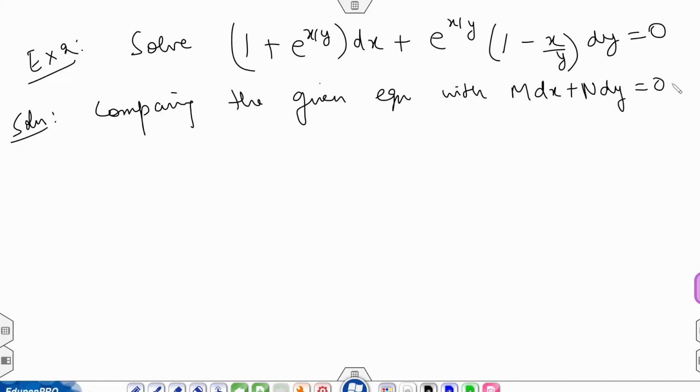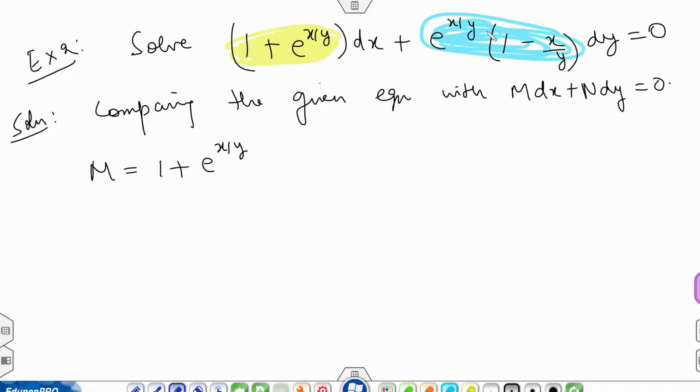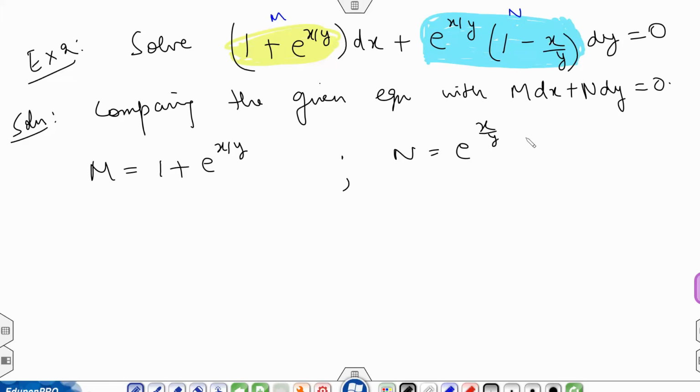So I'll write, what we are getting is m equal to 1. This will be our m, and what will be our n? This will be our n. So this is my m and this is my n, and my n is e to the power x by y, 1 minus x by y.